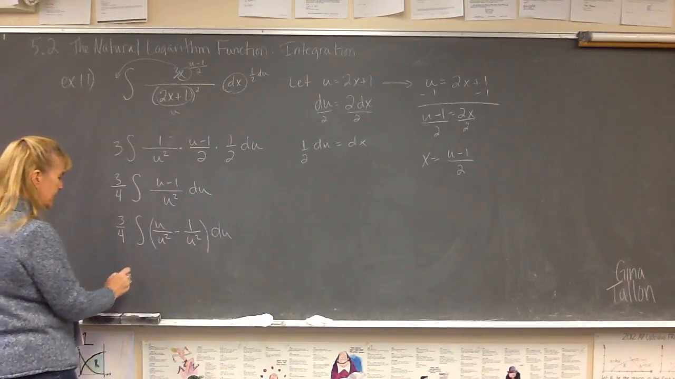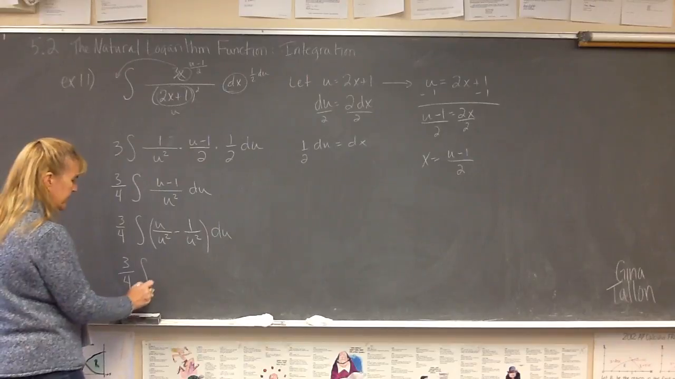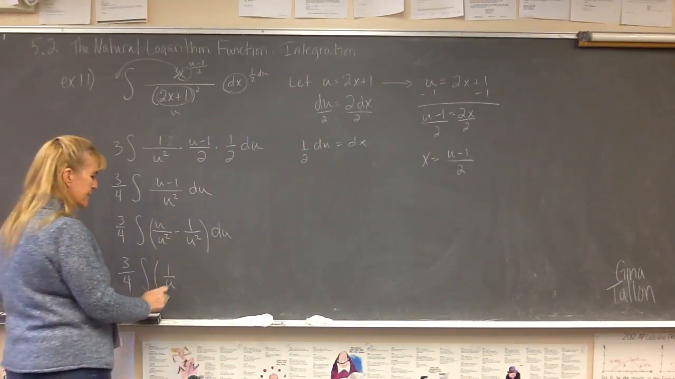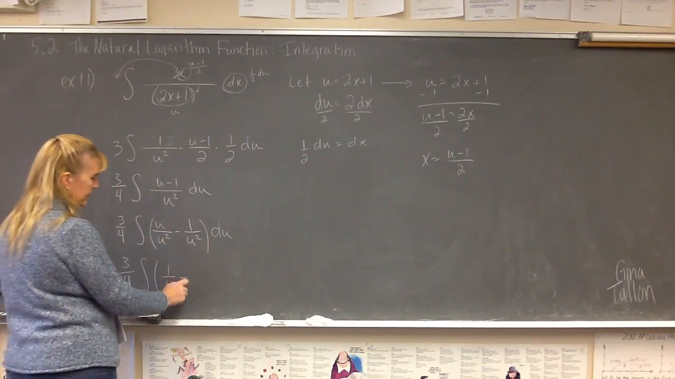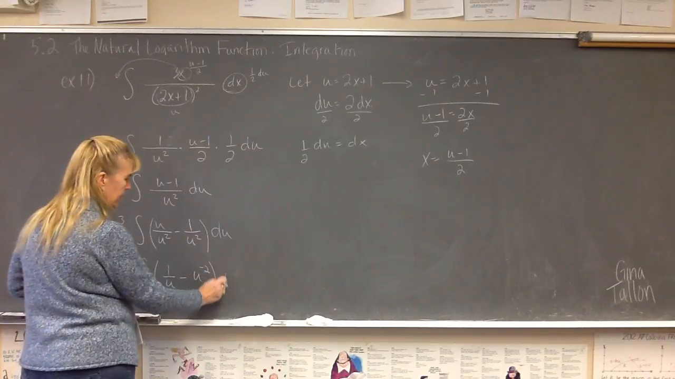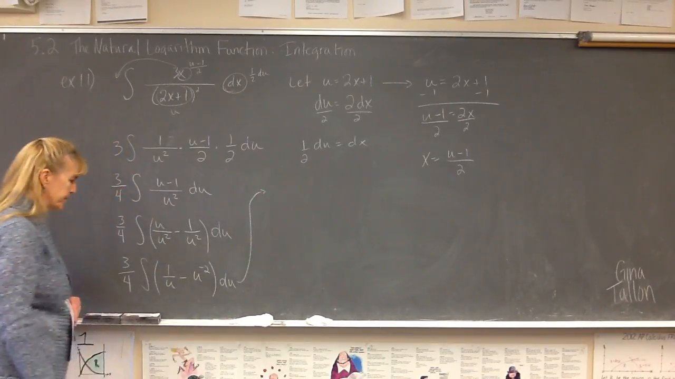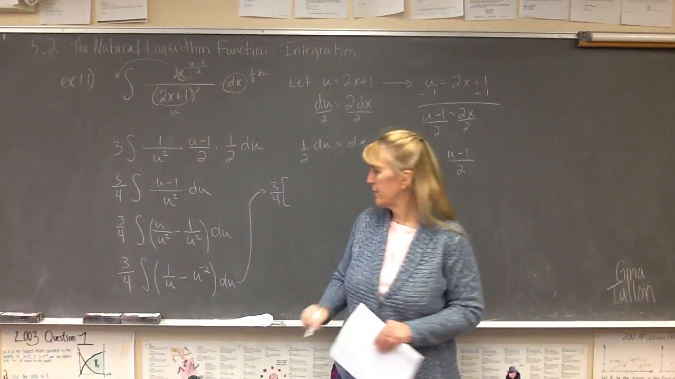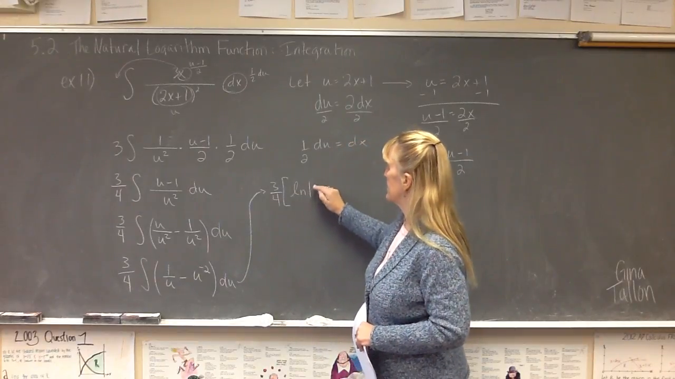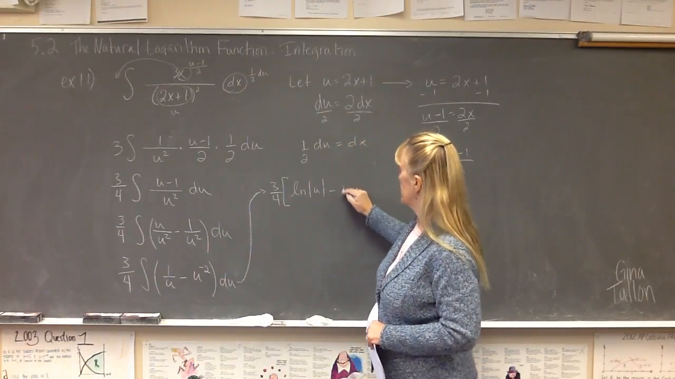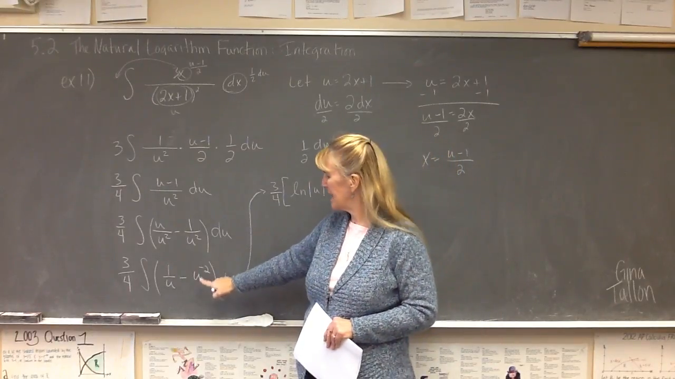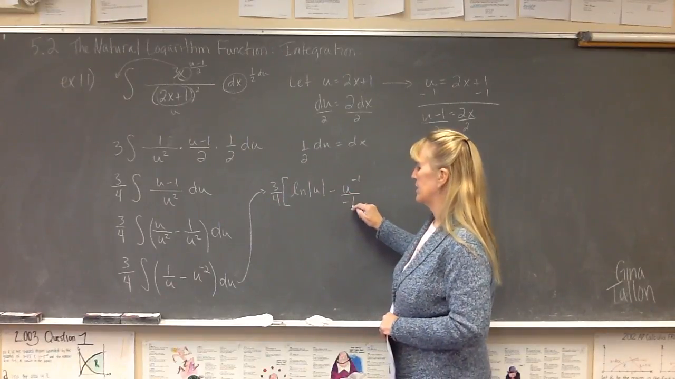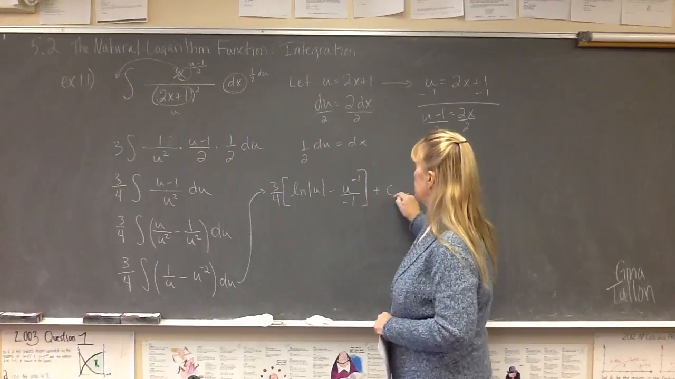And you're going to rewrite it again, make it nice and neat. This is 3/4 times the integral. This is 1 over u, which is where my natural log is going to come into play right there, minus, and this is u to the negative 2, and I can use my power rule on that piece of the problem. So the 3/4 is going to get copied, open bracket. How do you integrate 1 over u? That's the natural log of the absolute value of u, minus u to the, I'm going to do our power rule, so we need to add 1 to negative 2, which gives me negative 1, and divide by my new exponent, which is a negative 1. Close my bracket and shove a plus c right there.